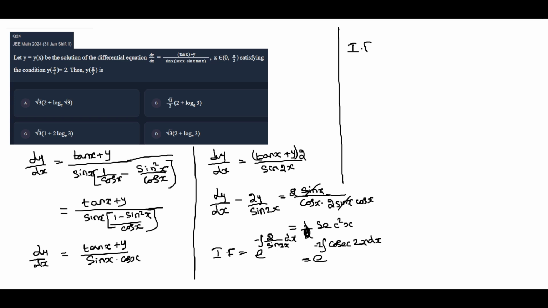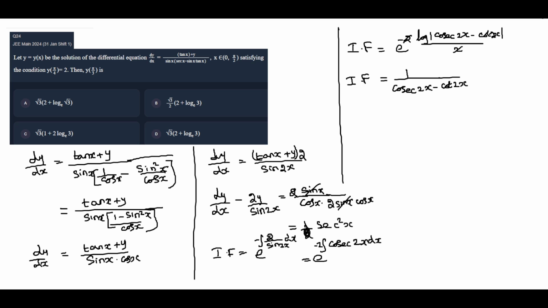Now IF will be e power minus 2 into log mod cosecant 2x minus cot 2x divided by 2, so 2 cancels. So minus will change into inverse, so IF will be 1 by cosecant 2x minus cot 2x. Okay, this is IF.